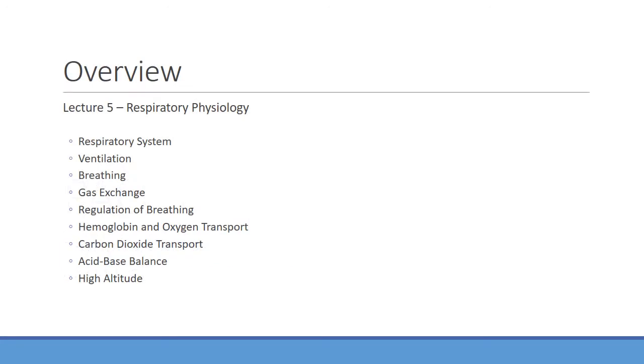Okay, so here we're going to be looking at the respiratory system kind of in general. We're going to be looking at ventilation, breathing. We'll talk about gas exchange, also how we regulate breathing, and what responses we're going to be sensing there. Hemoglobin and oxygen transport will come up. Carbon dioxide transport, acid-base balance, like you haven't had enough of that already. And then also we'll talk a little bit about high altitude exposures and how the body manages that.